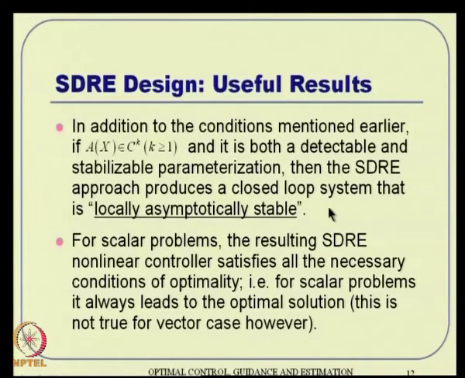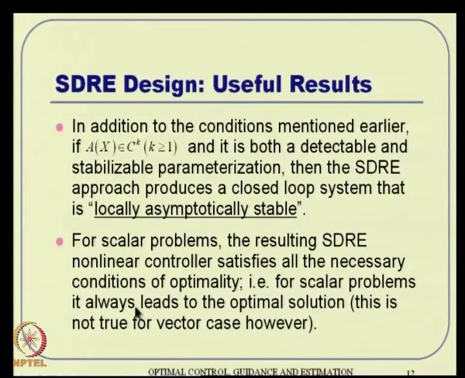That enhances the confidence that things will not go bad, no matter whatever A of x I select. I just have to verify that A of x is detectable and stabilizable, as well as that it has smoothness properties.